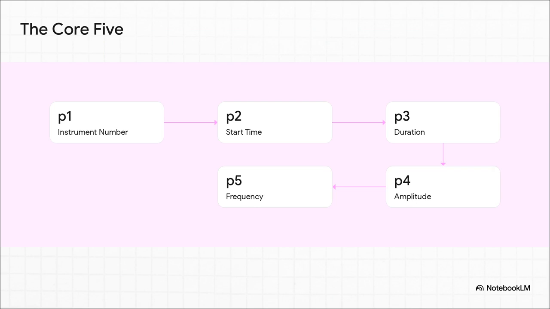And here they are. These are the only 5 parameters you really need to worry about in your score. You've got your instrument number, start time, duration, amplitude, and frequency. That's it. These are the fundamental building blocks, and because everything else is going to be derived from them, your score becomes incredibly clean, simple, and so much easier to read.